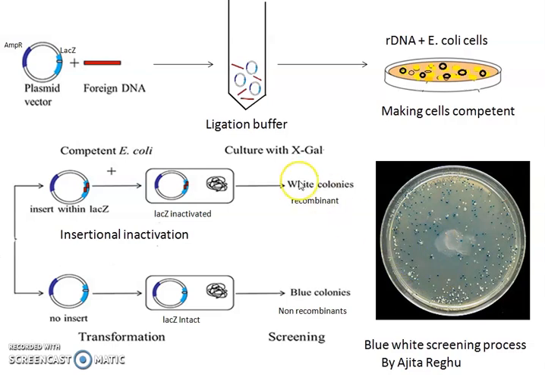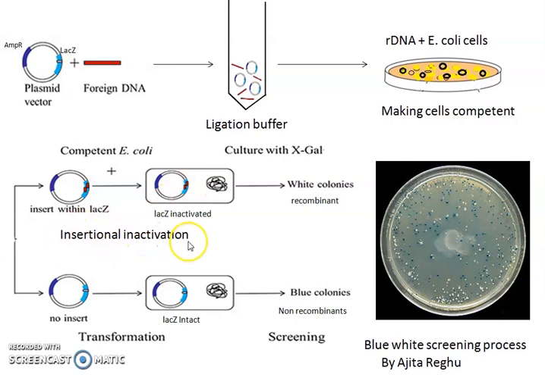So X-Gal is there. When this colony is inoculated here from the master plate, they will all appear white in color. Why? Why will they appear white in color? Because they have lost the LacZ gene and the gene of interest has come in its place. So the LacZ gene is inactivated. It is disrupted, inactivated.